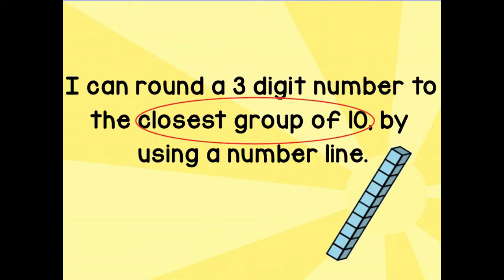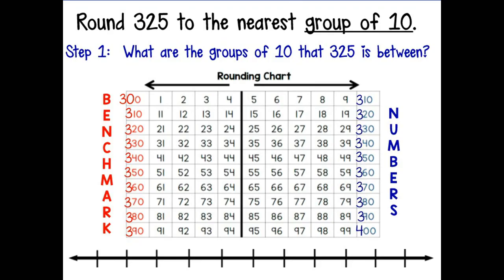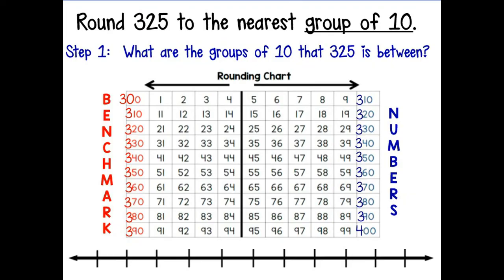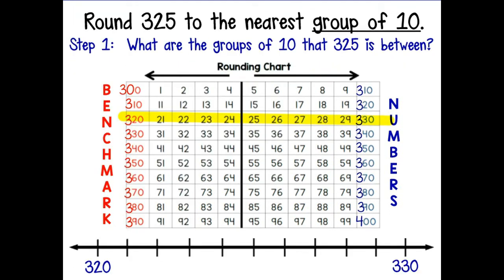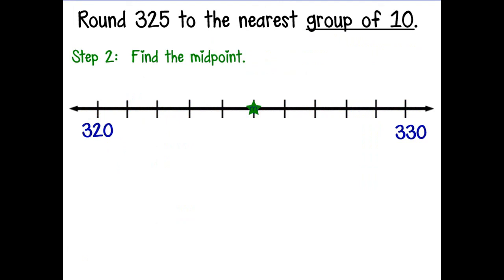We will work through one more example problem together. Round 325 to the nearest group of 10. First, we need to find what are the groups of 10 that 325 falls between. The groups of 10 that 325 falls between are 320 and 330. Next, we need to find the midpoint. What number is halfway between 320 and 330? When rounding to the nearest 10, the midpoint always has a 5 in the ones place. So our midpoint here is 325.